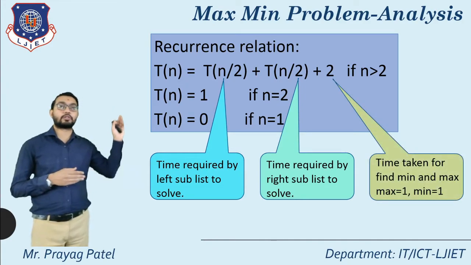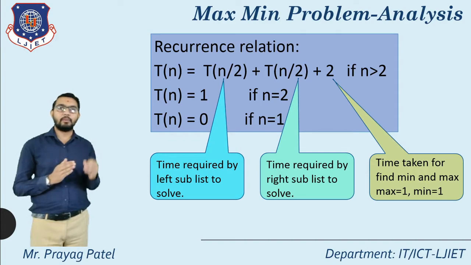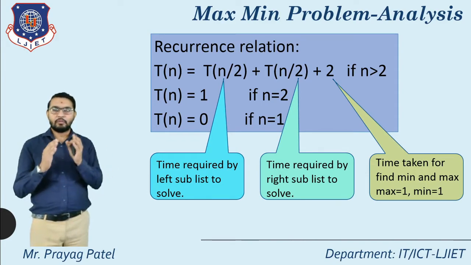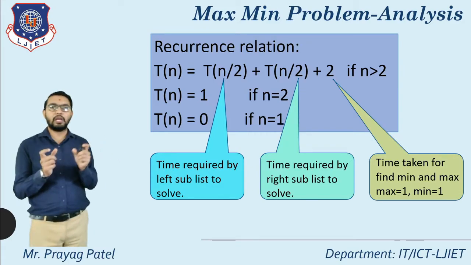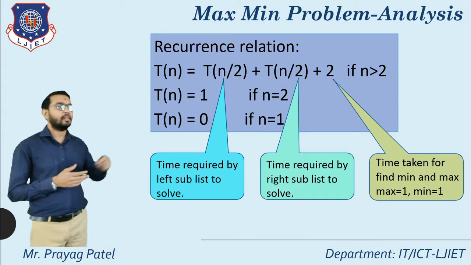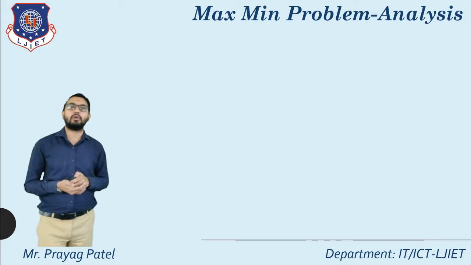Now the last one is plus 2. Here plus 2 is for the time taken to find the minimum and maximum. Means for finding the minimum, one comparison, and for finding the maximum, one comparison, because we compare both minimum components and both maximum components of the two subarrays. So minimum is 1 time and maximum is 1 time. So total time is 2.